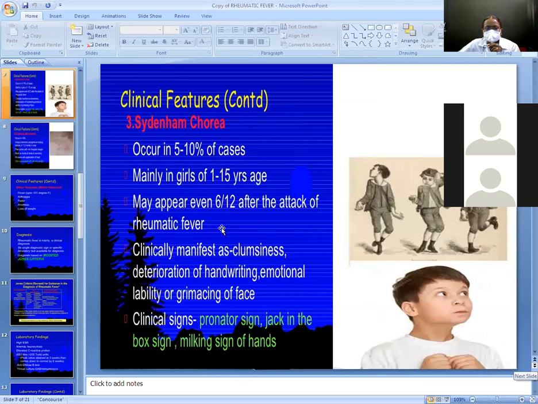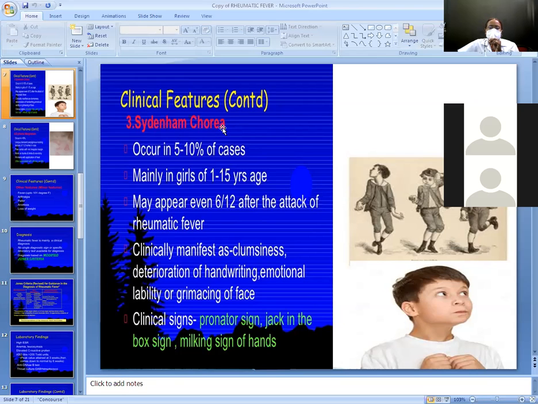This is involvement of the CNS, the basal ganglion part of the CNS. The function of the basal ganglion is to control voluntary movements. If the basal ganglion is affected, there is no control over voluntary movements, so involuntary movements occur. These are repetitive, uncoordinated, jerking involuntary movements, that means it results in chorea. Involvement of the basal ganglion results in Sydenham's chorea.